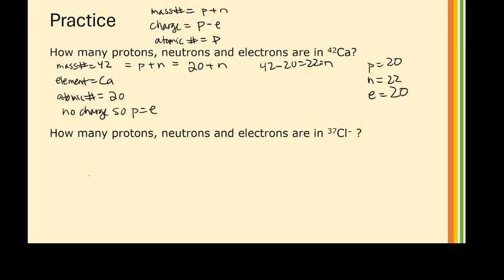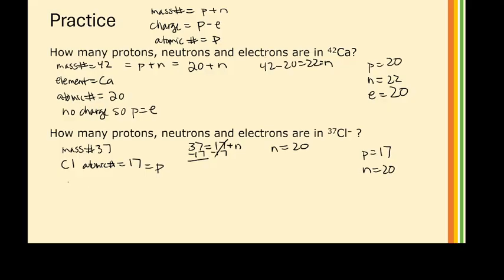Okay, so my protons is 20, my neutrons is 22, and my electrons is the same as the protons, 20. How many protons, neutrons, electrons are in chlorine-37 minus? Again, my mass number is 37. Chlorine's atomic number is 17. And that's equal to my protons, so my protons equals 17. And 37 equals 17 plus n, so I subtract 17 from both sides. My number of neutrons is going to be 20.